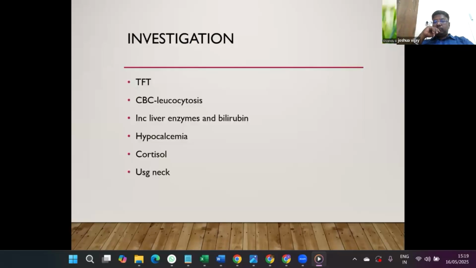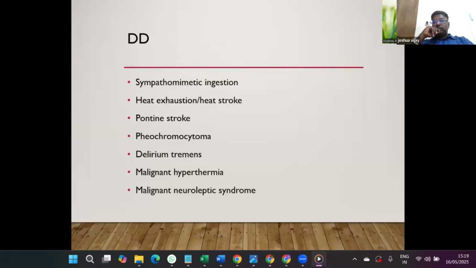What investigations will we send? We will do the thyroid profile and CBC, which can show leukocytosis, and increase in liver enzymes and bilirubin. It can show hypocalcemia. We can check cortisol because it can make the person deficient in cortisol, and USG neck.